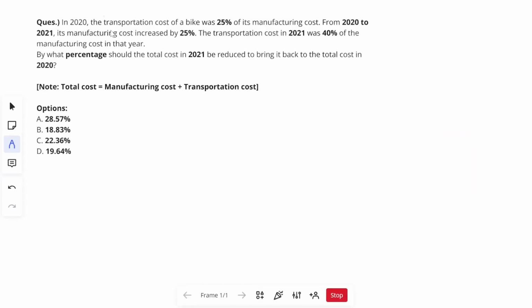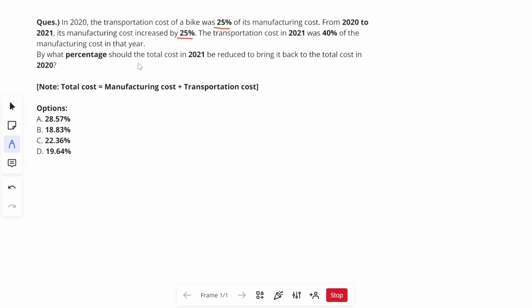The question is: in 2020 the transportation cost of a bike was 25% of its manufacturing cost. From 2020 to 2021, its manufacturing cost increased by 25%. The transportation cost in 2021 was 40% of the manufacturing cost in that year.